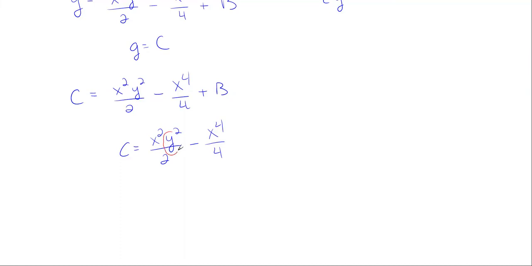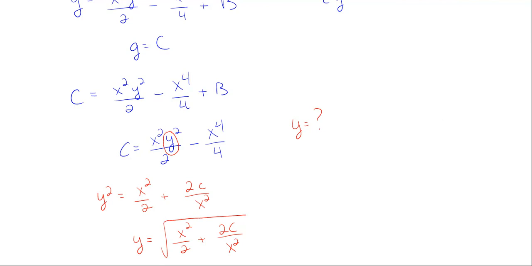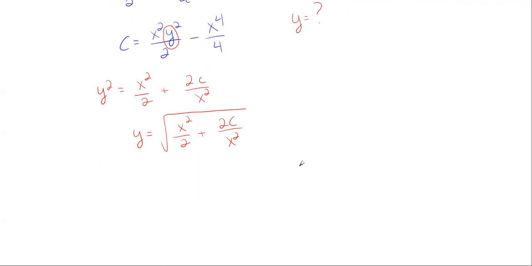So now I can rearrange and solve for y, because that's the whole goal. What is y equal to? What's my y equation? So let's use some algebra here and rearrange for y. We would have y squared is equal to x squared over 2 plus 2C over x squared. So if we square root each side, we would end up with y is equal to the square root of x squared over 2 plus 2 times my constant C over x squared. And that would be my y equation.